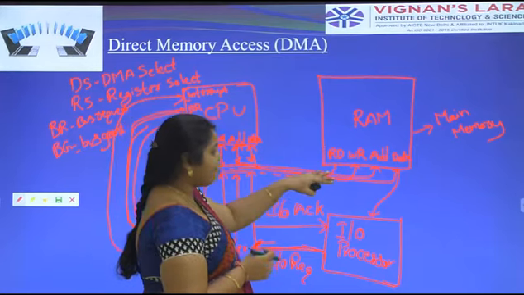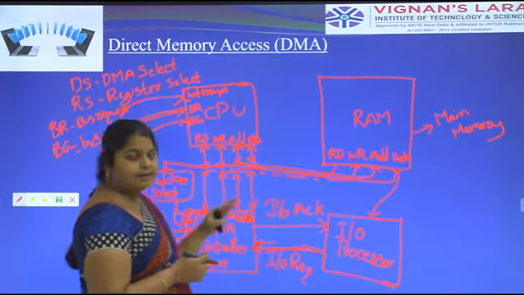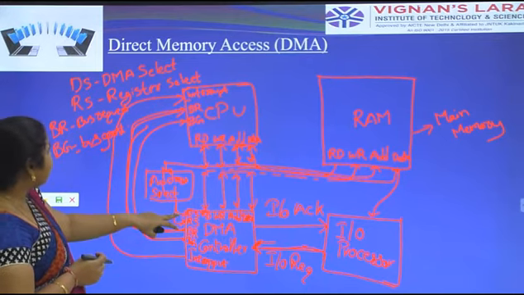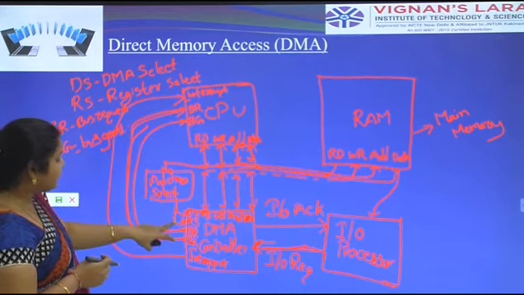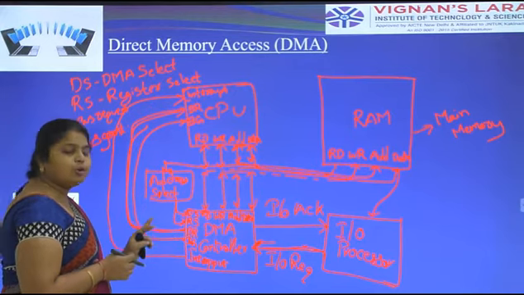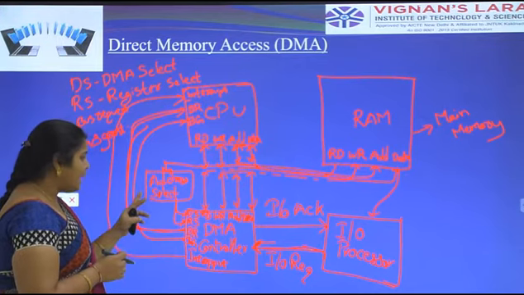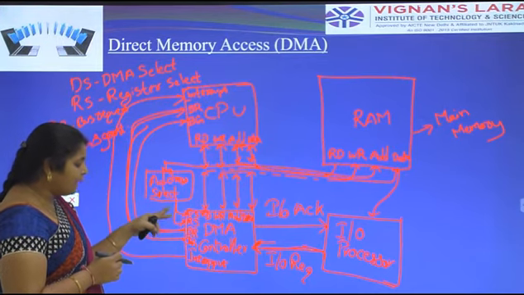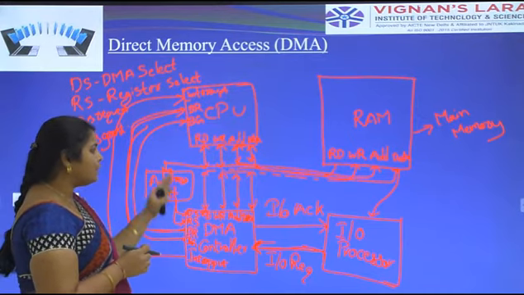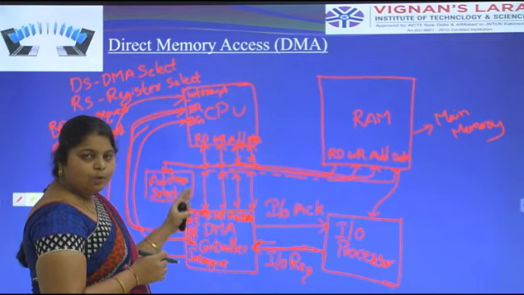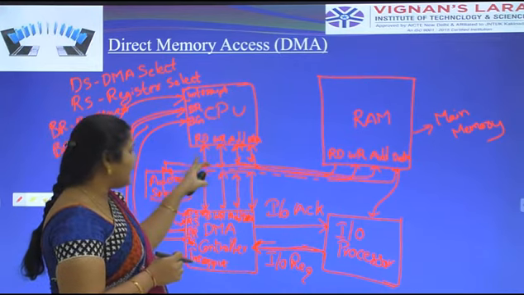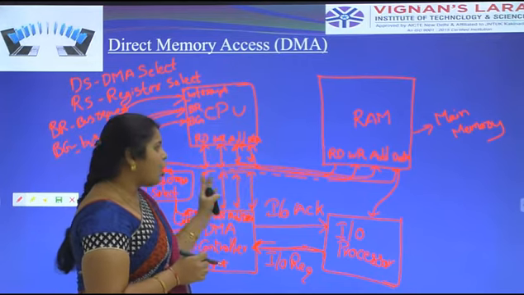Here also for RAM we have the read, write, address and data. DS means DMA select, RS means register select. With the help of address select, we can perform the DMA select and register select. Address select is connected to all these three devices: CPU, RAM and DMA controller. Here, address select is connected to read, write, address and data operations.